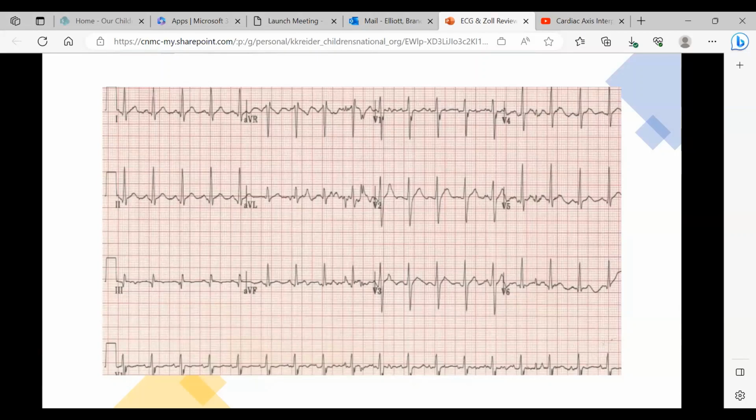Regular, check. All right. What do we think about the cardiac axes? Is it normal, abnormal? So we look at 1, 2, AVF, right? Yep.